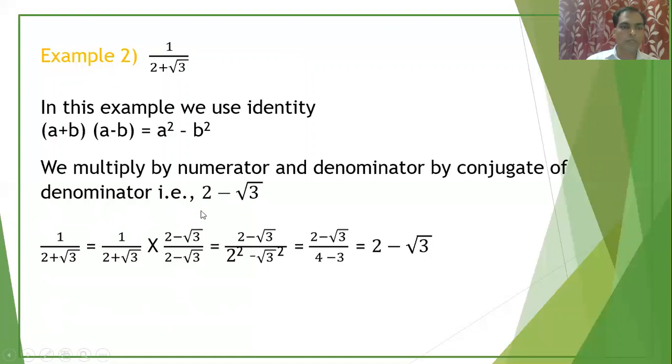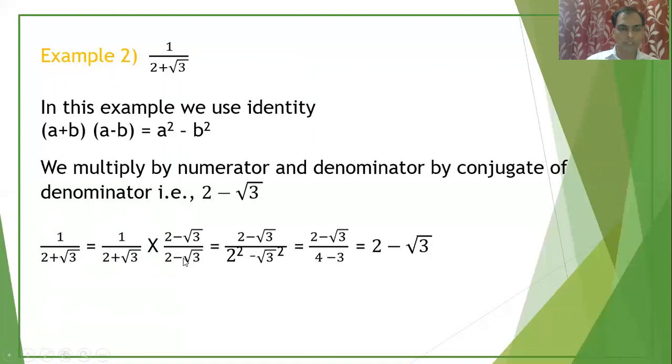So what are we doing? Both the numerator and denominator we are multiplying by 2 minus root 3. So 1 upon 2 plus root 3 is equal to 1 upon 2 plus root 3 multiplied by 2 minus root 3 upon 2 minus root 3. Now multiplication, we are multiplying numerator with numerator. 1 into 2 minus root 3 is equal to 2 minus root 3.